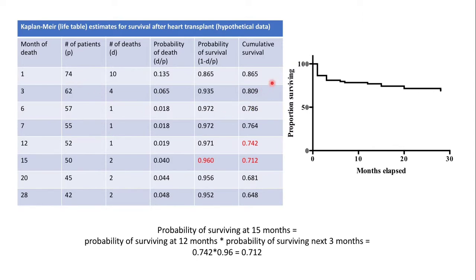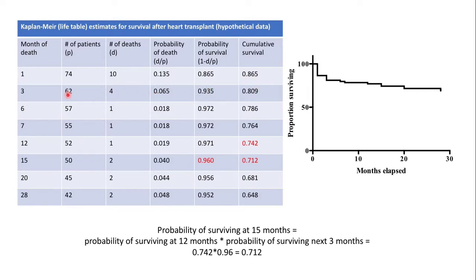And then you have cumulative survival. So at the beginning, what we see here is we had 10 patients die. So the probability was we had a 13% death rate at that point. So the probability of survival is you just take that and subtract that from 1. And so we had approximately 86.5% cumulative survival at that point.